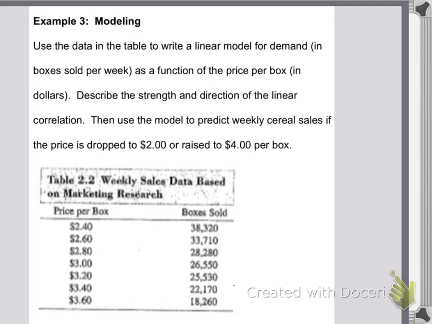So the first thing we're going to do is write a linear model. We've done this throughout the year so far. We're going to take these points, plug those points into our L1 list, and take those and plug them into our L2 list. So what you want to do right now is probably press pause and get those entered into your calculator. Okay, once those are in your calculator, go ahead and hit graph.